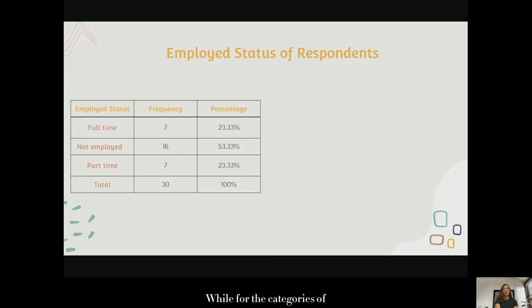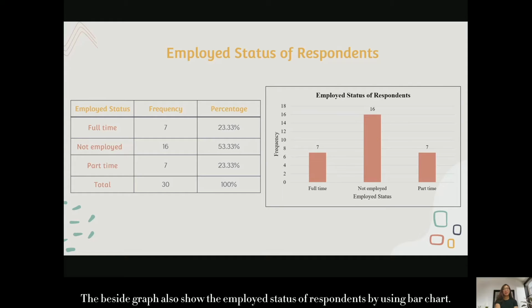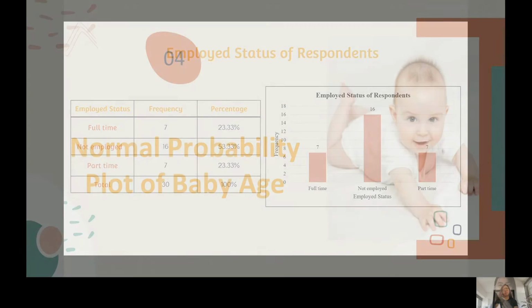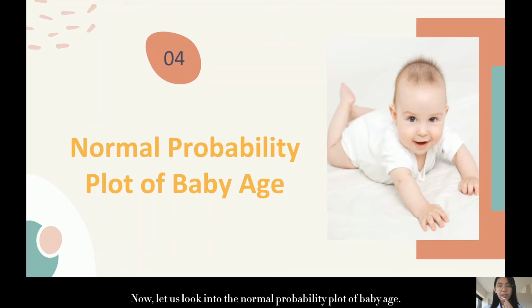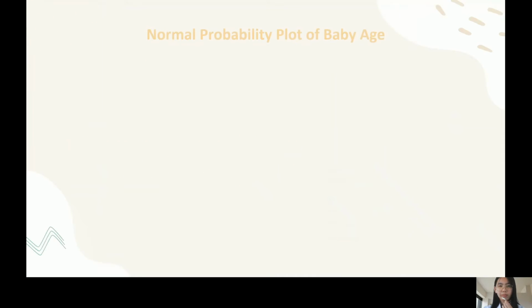While for the category of working full-time and part-time, the amounts are the same, which is 7 pupils and 33.33% out of 100%. The beside graph also shows the employed status of respondents by using bar charts. Now, let us look into the normal probability plot of baby age.